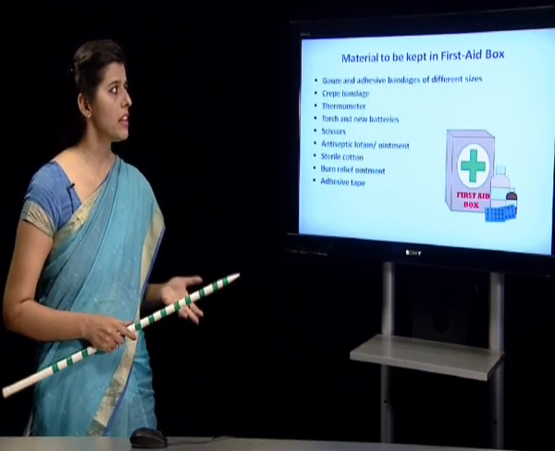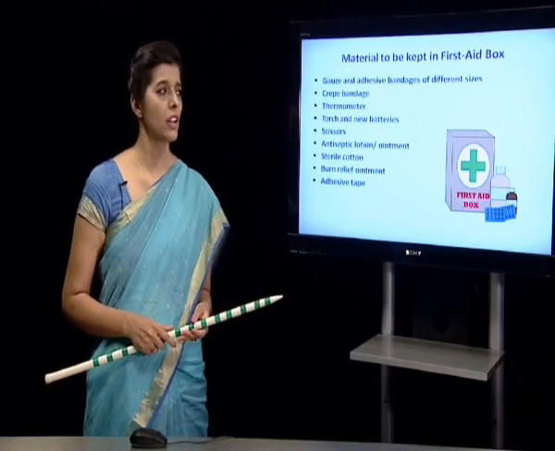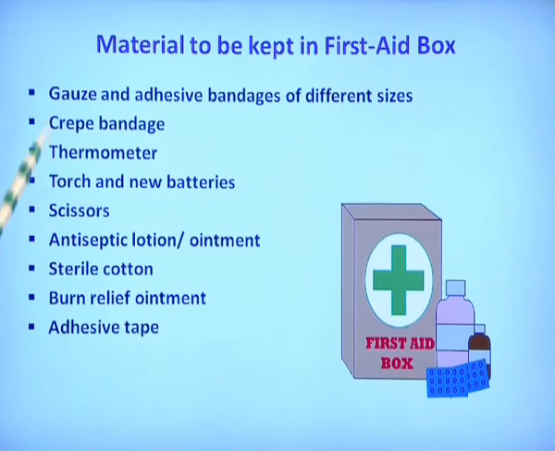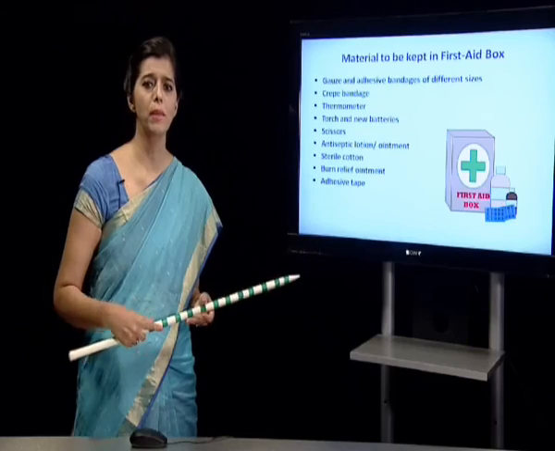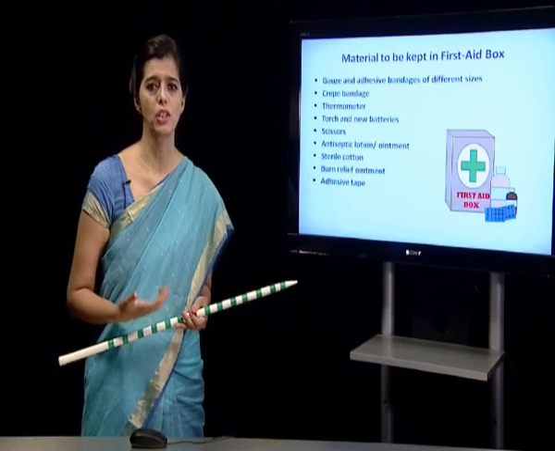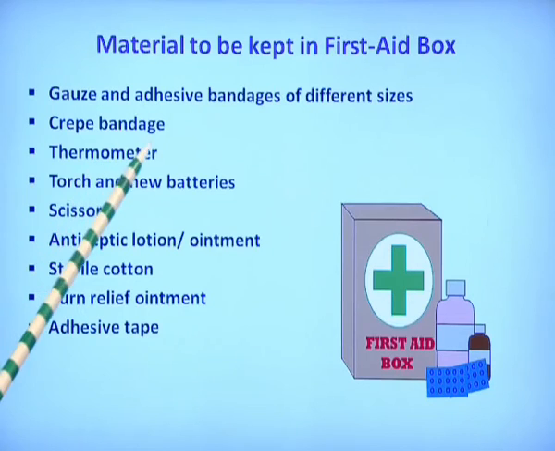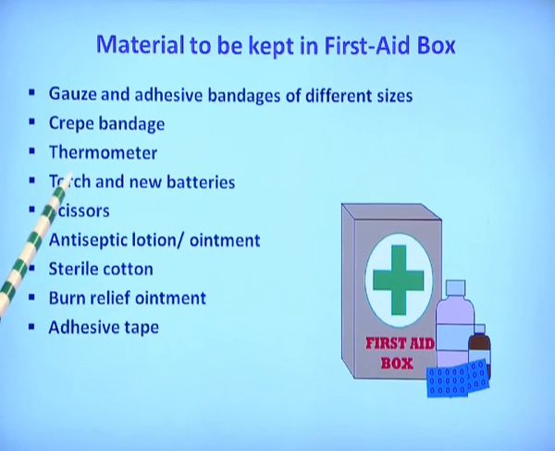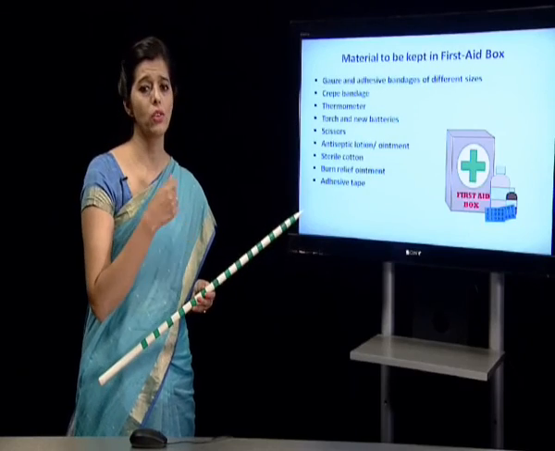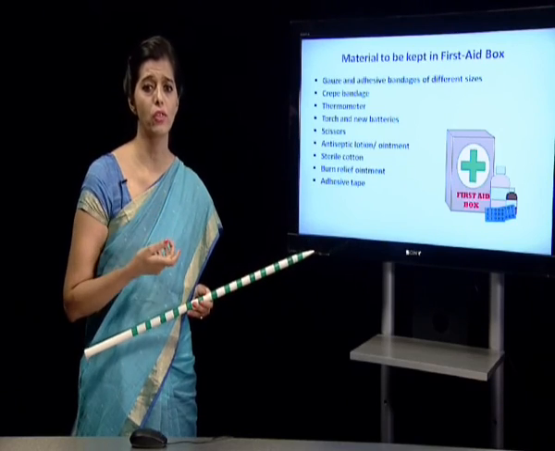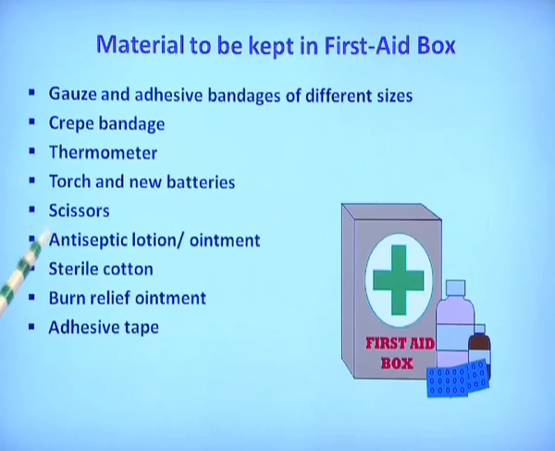Now, what are the materials to be kept in a first aid box? A first aid box should have sterilized gauze, which comes in packets, and adhesive bandages of different sizes depending upon what kind of cuts a patient is going to get, and a crepe bandage in case of sprains. A thermometer needs to be there, a torch and new batteries, because sometimes the injury is internal and you need to focus, so you need to have torches and scissors.